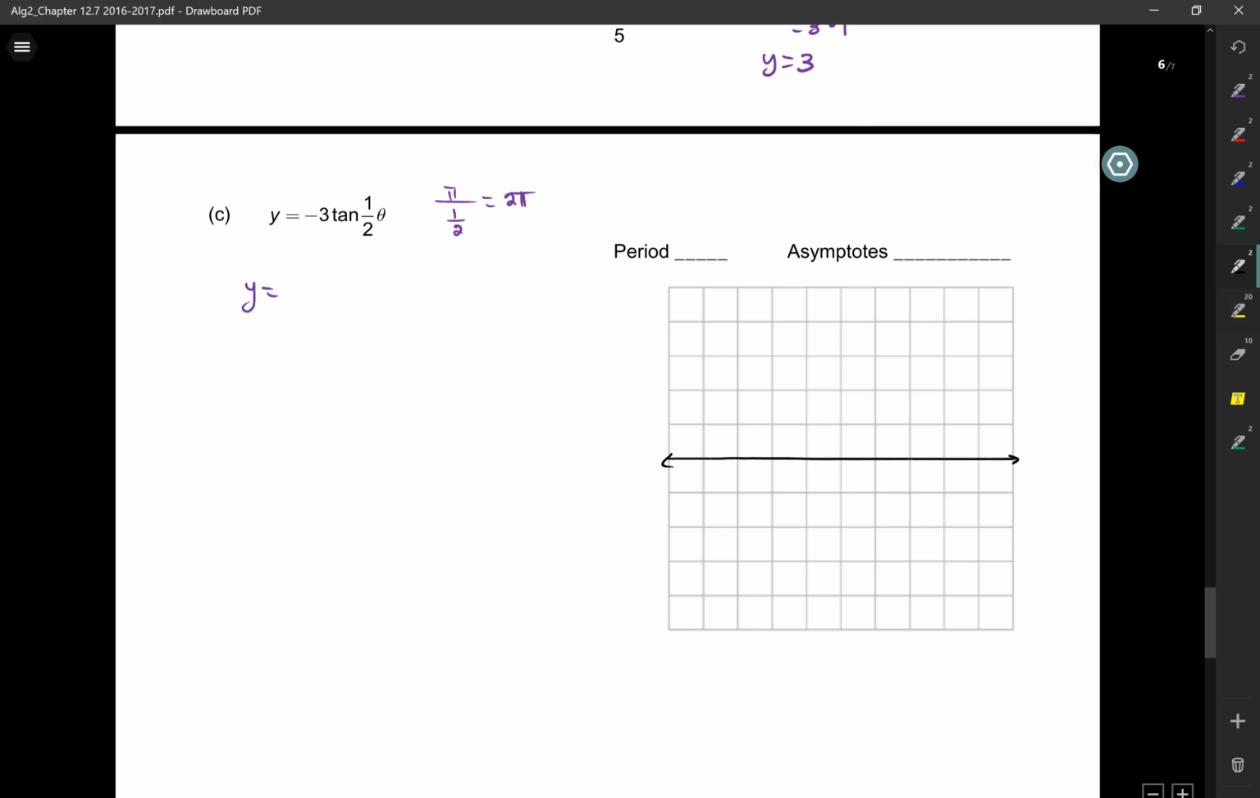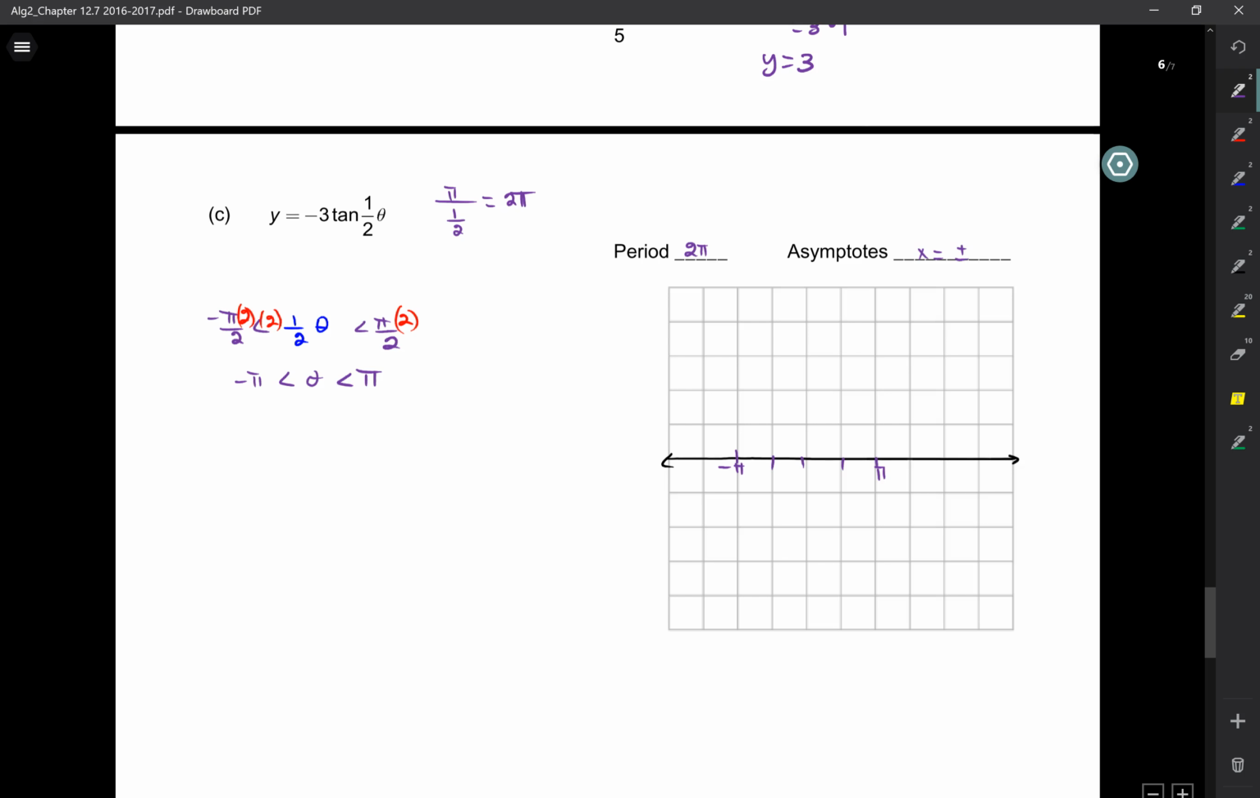Now, what we're going to do is solve for the asymptotes. So we're going to go from -pi over 2 to pi over 2. And what do I place in the middle? Half theta. How do I solve for theta? Multiply everything by 2. So I get that I'm going to go from -pi to pi. All right? So here is -pi to pi.